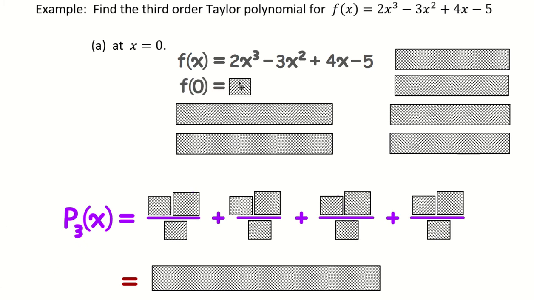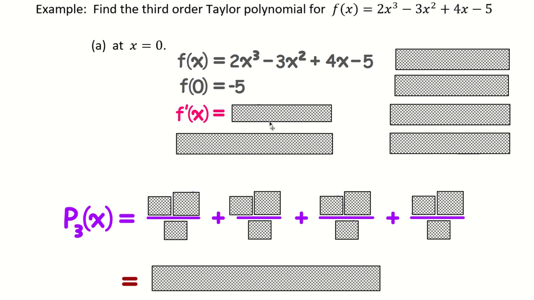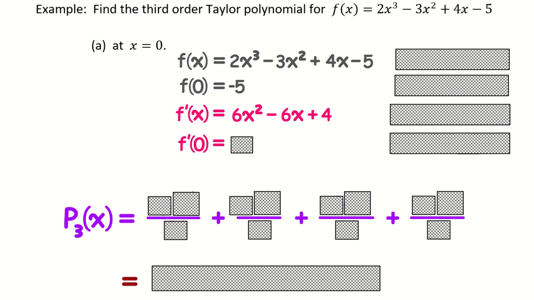Well, we're going to plug in 0 to the function, and we're going to get negative 5. And then we're going to take the derivative and plug in 0. First of all, the derivative is what? What's the derivative? That is... And then we're going to plug in 0 and get, I believe, 4.